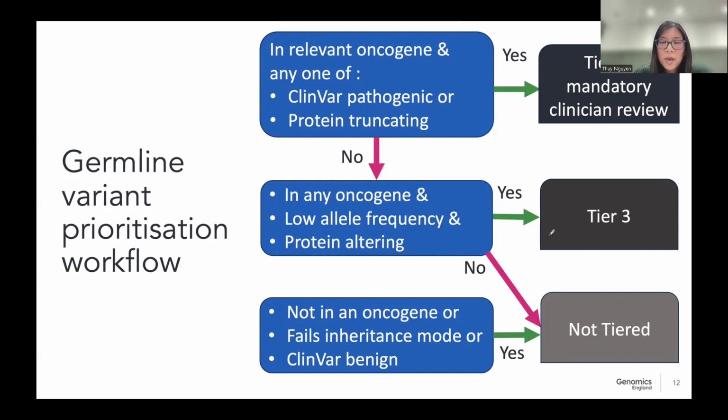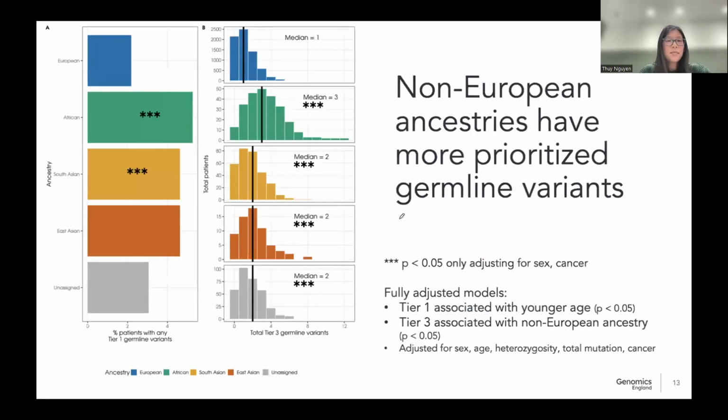And tier 3 would be classified as such with this proviso: it has to be a low frequency variant. And the reasoning is that common variants would most likely be benign and not worth sending to a clinician. And this is important to remember later on when we look at the results. So let's start off with tier 1.